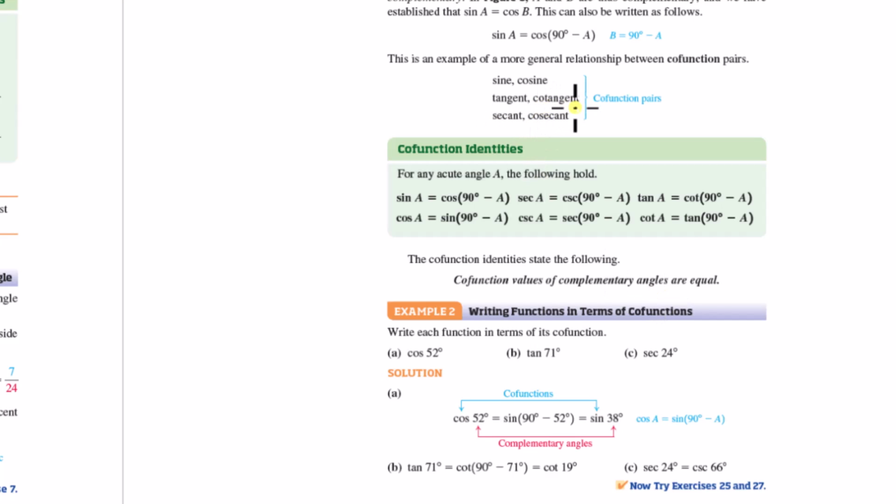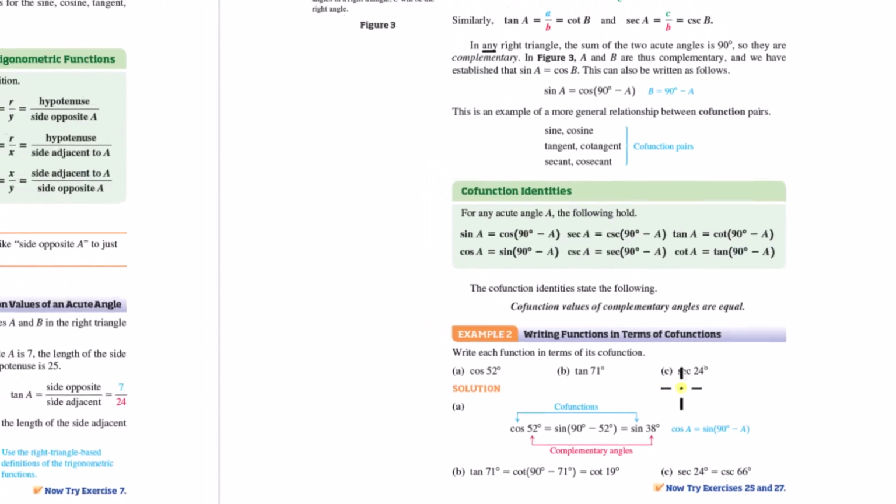The cotangent of an angle is equal to the tangent of the complement of that angle. So it would be 90 minus that angle. Or the tangent of an angle is equal to the cotangent of 90 minus that angle. Okay, write each function in terms of its cofunction. So cosine of 52 is equal to sine of 90 minus 52. Tangent of 71 is equal to cotangent of 90 minus 71. Secant of 24 is equal to cosecant of 90 minus 24. You just need to remember what the cofunction pair is. Like, what's the cofunction pair for cosine? What's the cofunction pair for tangent, secant, etc.?